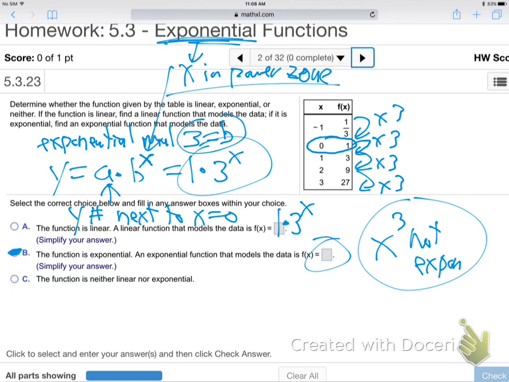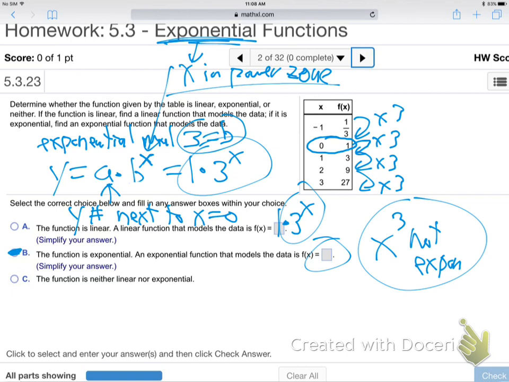So a times b to the x. Again, the a is going to be the number next to the 0 in the table. And the b is whatever you're multiplying by every time. That's the base. So there it is, 1 times 3 to the x. Or really, you could just say 3 to the x. That 1's not doing anything.